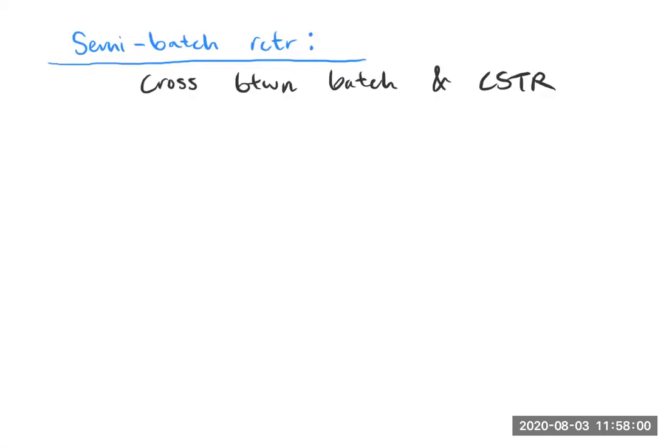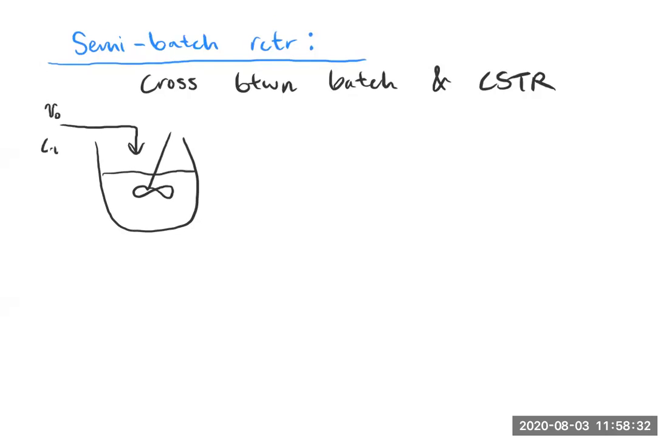Right, so a semi-batch reactor is a cross between a batch and CSTR. We've already drawn that earlier, so let's have the flow rate come in and no flows out. So we've got some kind of volumetric flow rate. We'll give that a V naught, even though we could just give it a V since it's the only flow rate.